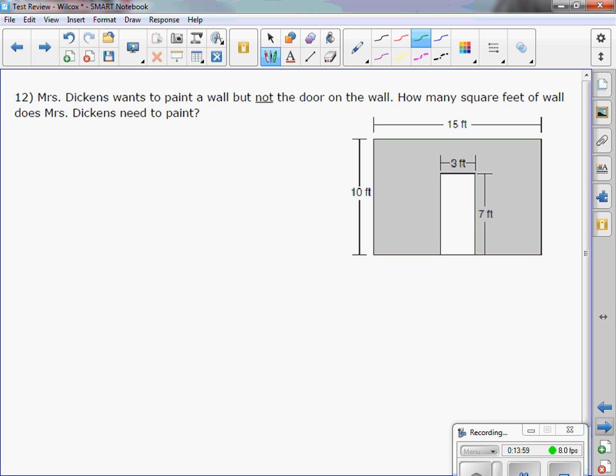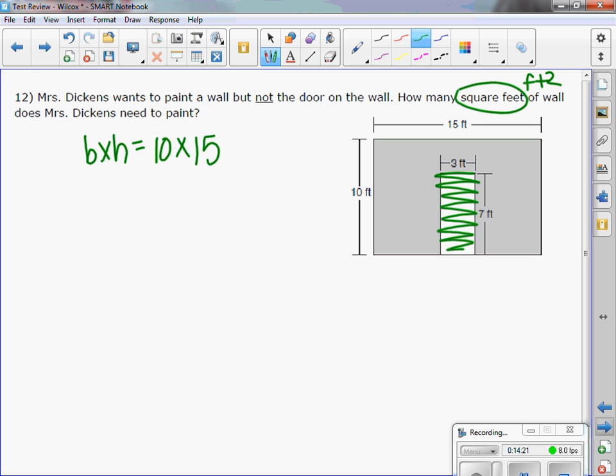Mrs. Dickens wants to paint a wall, but not the door. How many square feet, so there's another hint that we're finding area, feet squared, of wall does Mrs. Dickens need to paint? So let's again pretend for just a minute that we are painting the whole wall. Let's pretend the whole thing is shaded. So I have a rectangle, 10 by 15, area base times height, 10 times 15 gives me a total area of 150.